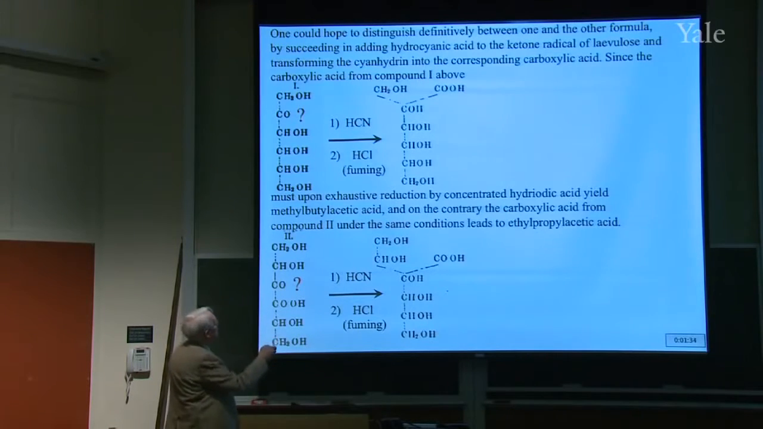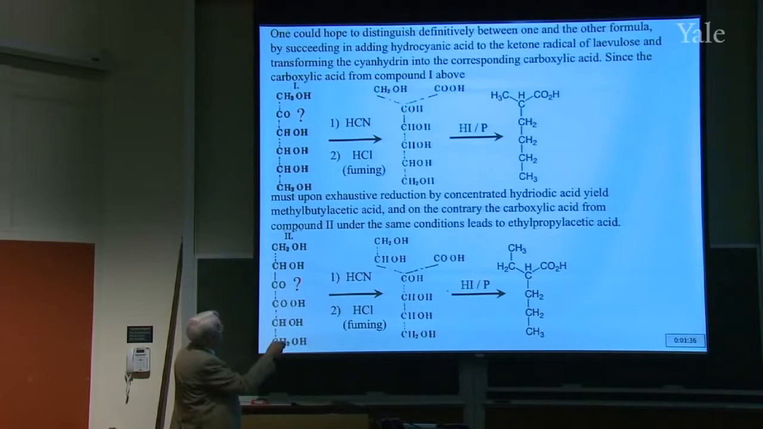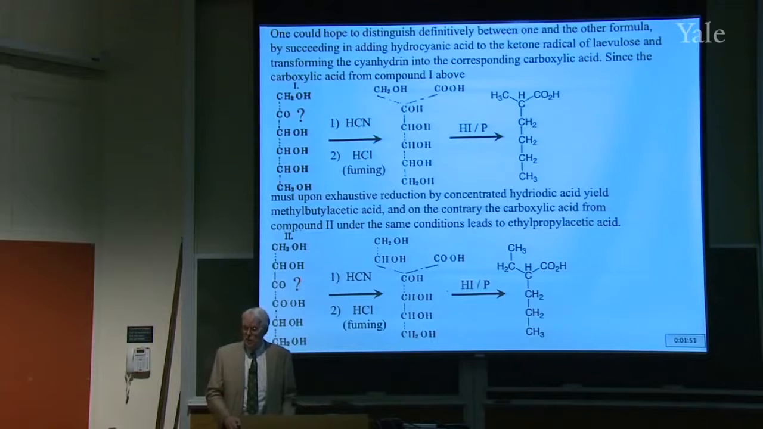So this one, the one on the top, would give methylbutyl acetic acid, reduced with HI and phosphorus. And on the contrary, the carboxylic acid from compound 2 would give ethyl propyl acetic acid. So all you have to do is know which of these you've got. And he said, this is fine.